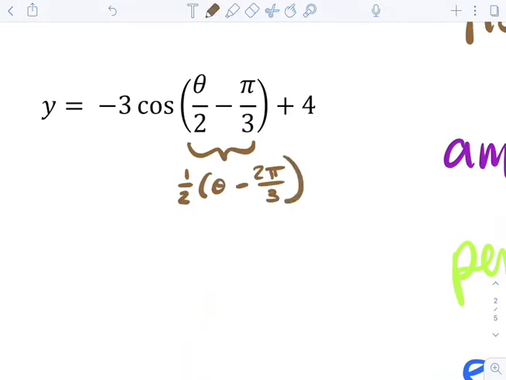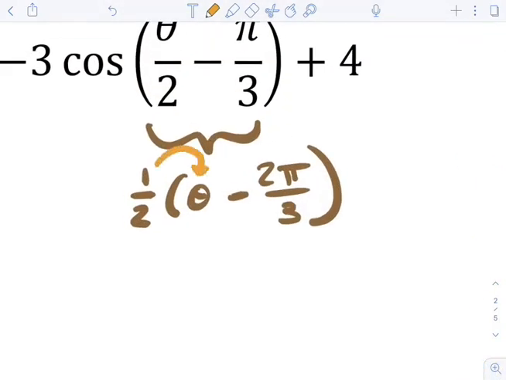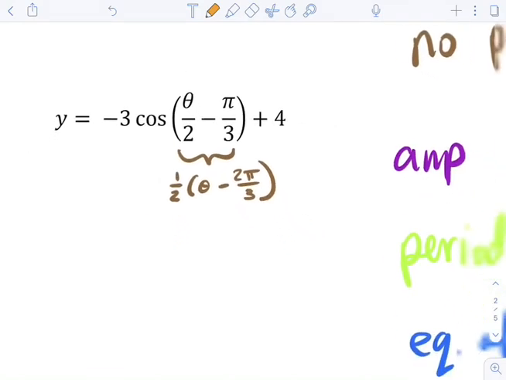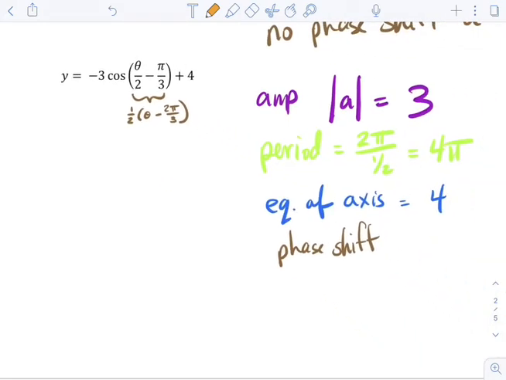So then you can say, does that make sense? 2 pi over 3. Well, if I distribute back inside, do I get the original one here? So half times theta is theta over 2. And how about half times here? Well, that will make the bottom 6. 2 divided by 6 is 3. So you will get pi over 3. So you can test it. So in this case, now I see negative, or subtract, 2 pi over 3. Well, that means it's phase shifted to the right 2 pi over 3. And there we go.